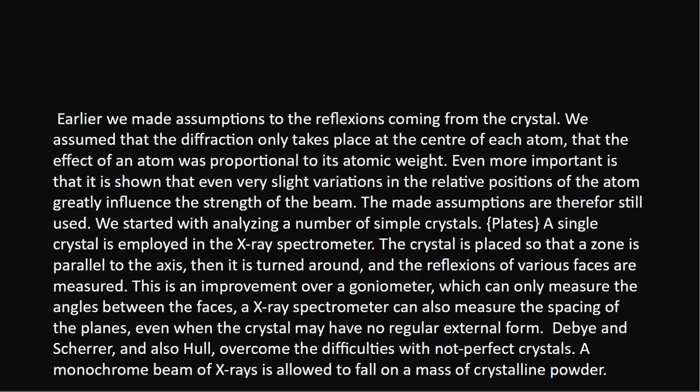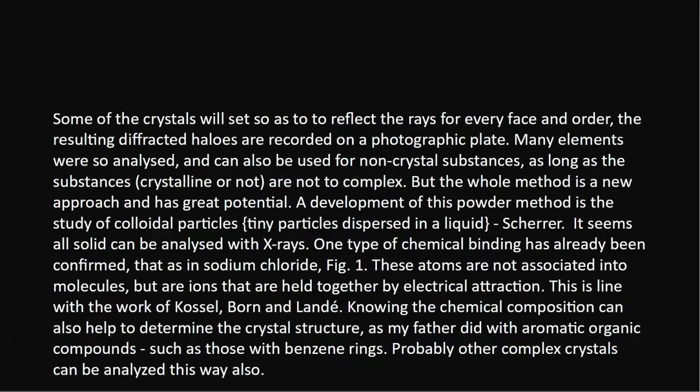Bragg and Debye and Scherrer, and also Hull, overcame the difficulties with imperfect crystals. A monochromatic beam of X-rays is allowed to fall on a mass of crystalline powder. Some of the crystals will be placed so as to reflect the rays for every face in order. The resulting diffracted halos are recorded on a photographic plate. Many elements were so analyzed, and the method can also be used for non-crystal substances as long as the substances, crystalline or not, are not too complex. But the whole method is a new approach and has great potential.